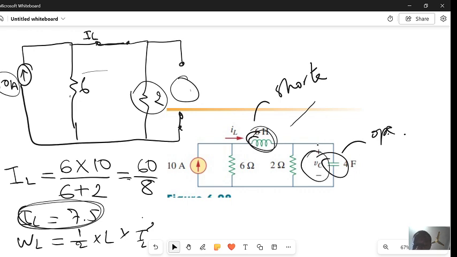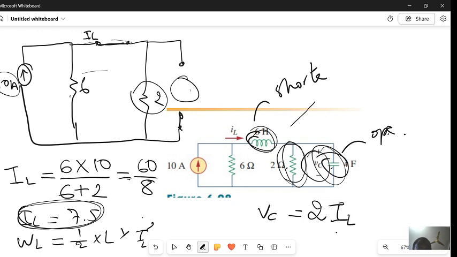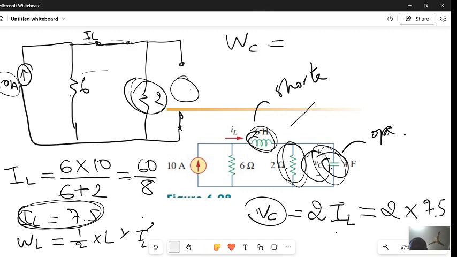VC, the voltage across the capacitor. If you see, this capacitor is in parallel with this 2 ohm resistor. This means the voltage VC is the same as the voltage across this resistor. To find the voltage across this resistor, I use Ohm's law, 2IL. Why IL? Because the current IL is the same current that flows in this 2 ohms. So I'll have 2 multiplied by IL, and the value of IL is 7.5. If I already determine this, I can directly determine the energy stored in the capacitor.